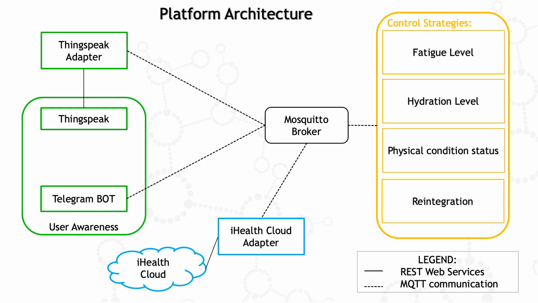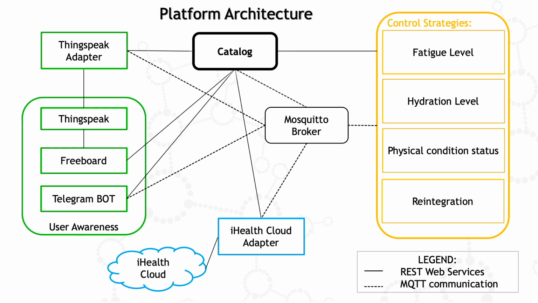Other ways to show data to the end user are Telegram, which sends messages and feedback when new data from a service is available, and Freeboard, which gives an overview of the general status of all these users, taking information directly from the ThingSpeak channel with the REST protocol. The catalog has a central role in the platform because it knows everything about all actors and allows the communication with REST or MQTT among them.